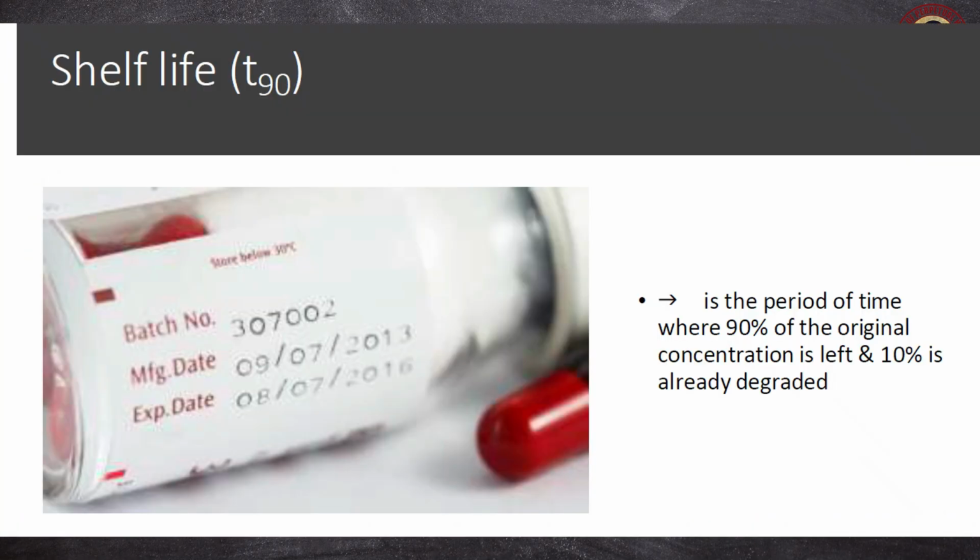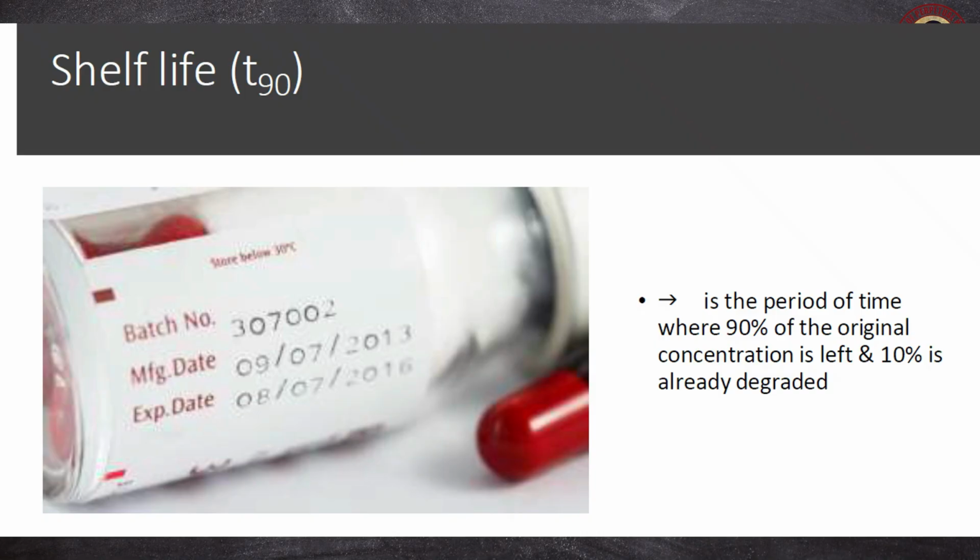Now let's talk about shelf life, symbolized as T sub 90 or T90. Shelf life is the period of time during which a drug product retains at least 90% of its original concentration, meaning only 10% has already degraded. In simple terms, kapag sinabi nating T90, ito yung time kung kailan ang gamot ay nasa 90% potency pa, safe pa siyang gamitin, and still within specification. Beyond that point, the drug may start to lose its effectiveness or stability.